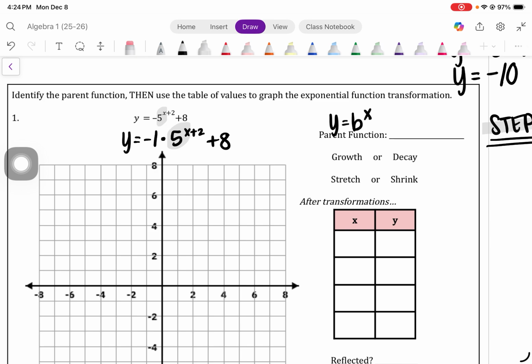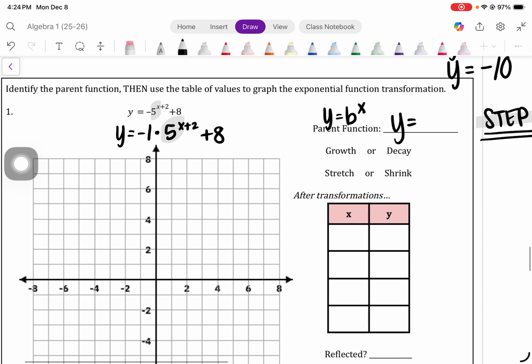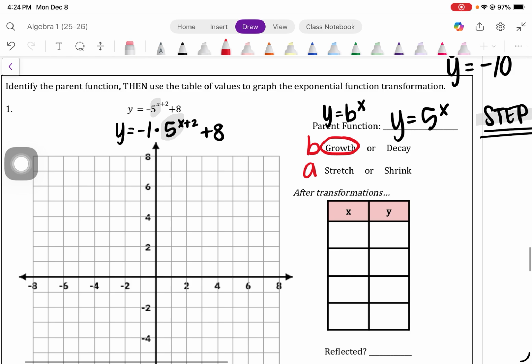So be careful, it is not the negative. Because my b is 5, I have a growth. So when I graph it, it should be looking like a growth. Looking at my a, it is just a +1 because that negative sign tells me something different. So we'll be careful about that. So I don't have a stretch or a shrink.